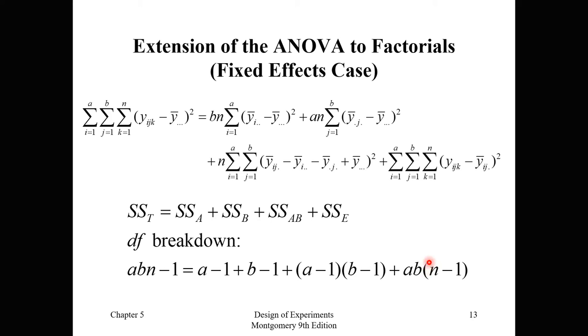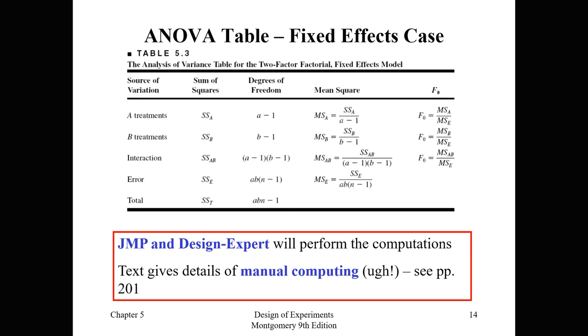This should look very familiar to what we had in the original error term in our one-way ANOVA, except now instead of just having A factor levels where we have N minus 1 degrees of freedom within each of those A factor levels, now we have AB factor level combinations, and we have N minus 1 degrees of freedom in each one of those factor level combinations.